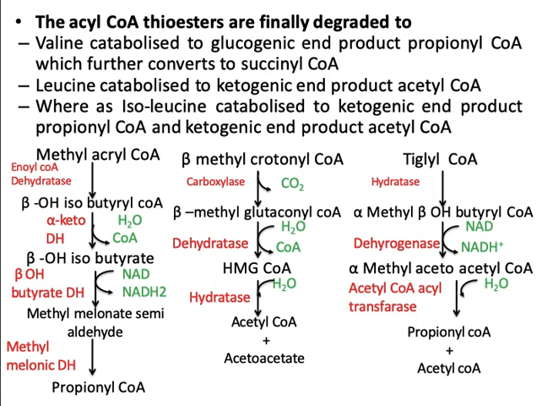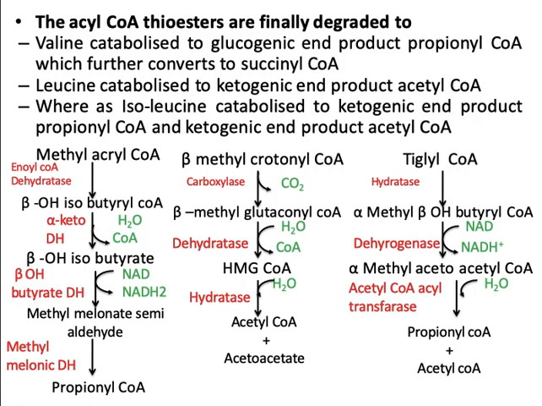Whereas isoleucine is both a glucogenic and ketogenic amino acid. Through a series of reactions, the first three reactions, isoleucine finally converts to the acyl-CoA derivative, that is tiglyl-CoA. This tiglyl-CoA formed from isoleucine converts to alpha-methyl-beta-hydroxybutyryl-CoA with the help of an enzyme hydratase. This alpha-methyl-beta-hydroxybutyryl-CoA, with the help of NAD-dependent dehydrogenase enzyme, converts to alpha-methyl-acetoacetyl-CoA. The enzyme acetyl-CoA acyltransferase, by adding a molecule of water, converts alpha-methyl-acetoacetyl-CoA to propionyl-CoA, which is a glucogenic end product, or it may convert to acetyl-CoA, which enters into ketone body metabolism.